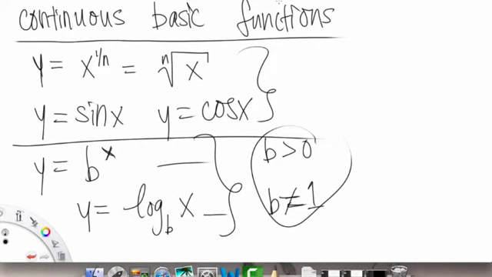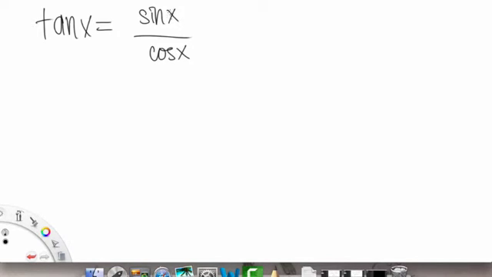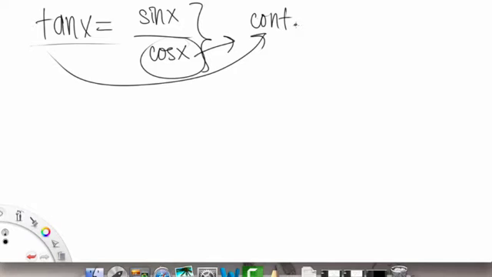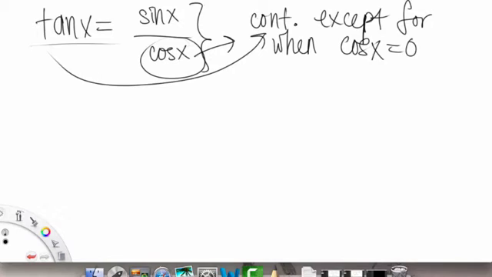Okay, and let's go into more detail about the trigonometric functions. So let's go beyond sine x and cosine x. And so we're going to say that tangent x is formed using sine x over cosine x, right? So according to the quotient law, or law number 4, for continuity, tangent x should be continuous at all points, except for when cosine x is equal to 0, then it has an infinite discontinuity.